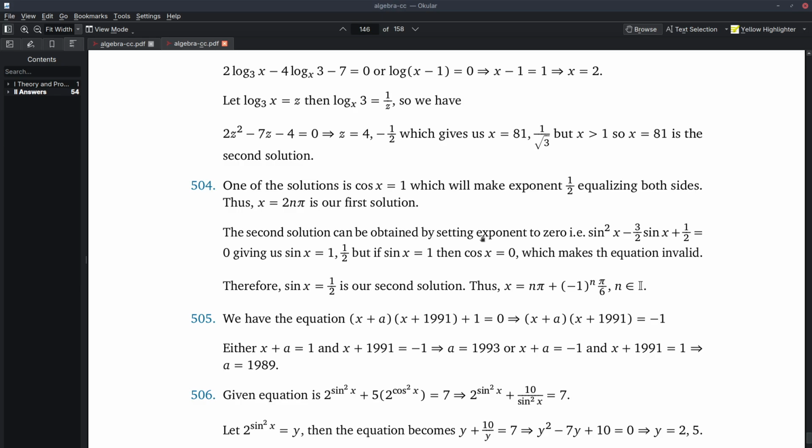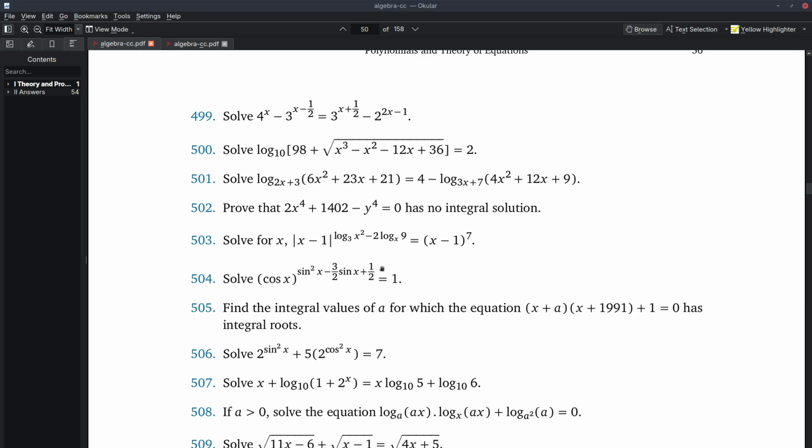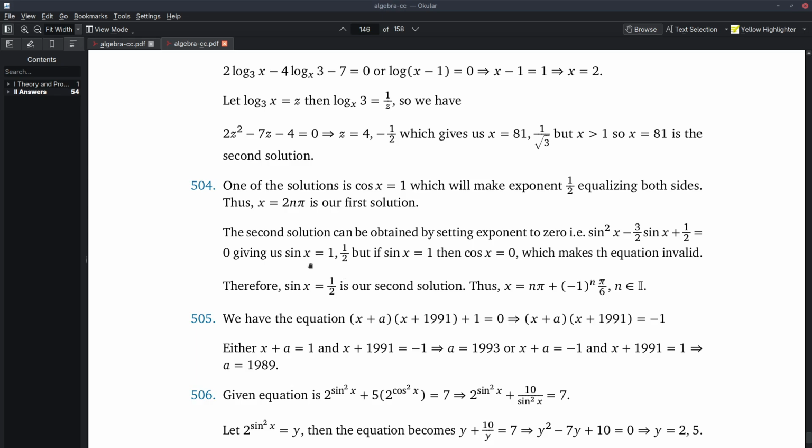For the second solution, we equate the powers. So sin square x minus 3 by 2 sin x plus half is equal to 0. If we make this 0, then cos x to the power 0 will always be 1. Now it gives sin x is equal to 1 and half. But if sin x is equal to 1, then cos x is equal to 0, which makes the equation invalid. Therefore, sin x is equal to half is our second solution, which gives x is equal to n pi plus minus 1 to the power n pi by 6, where n is in the set of integers.